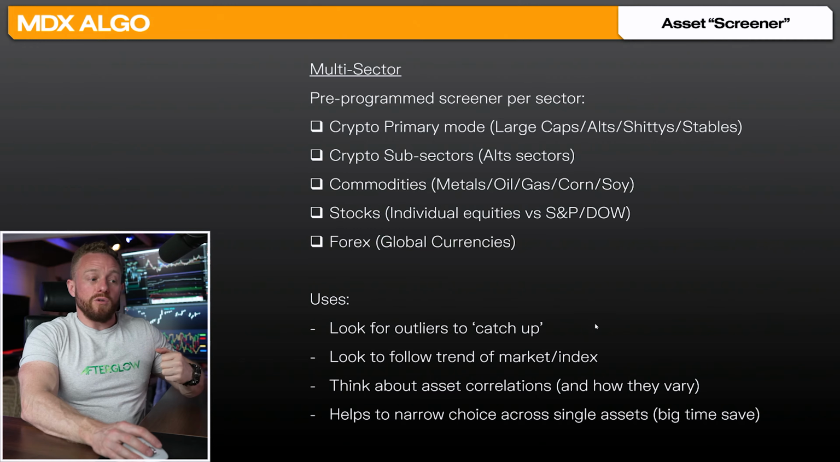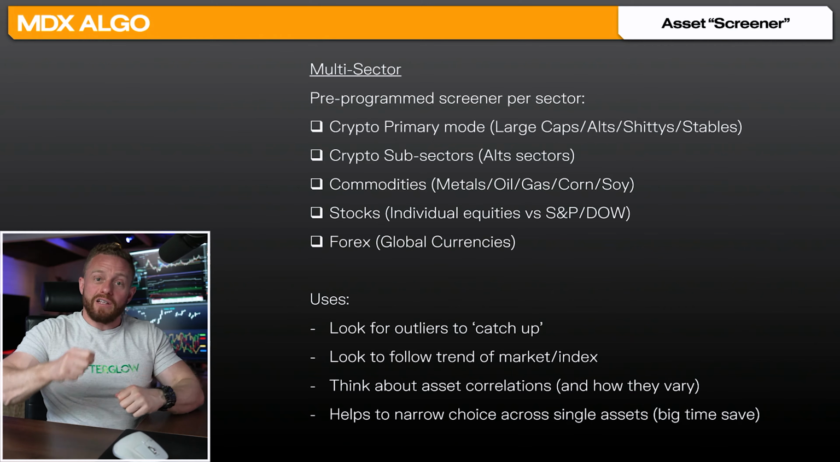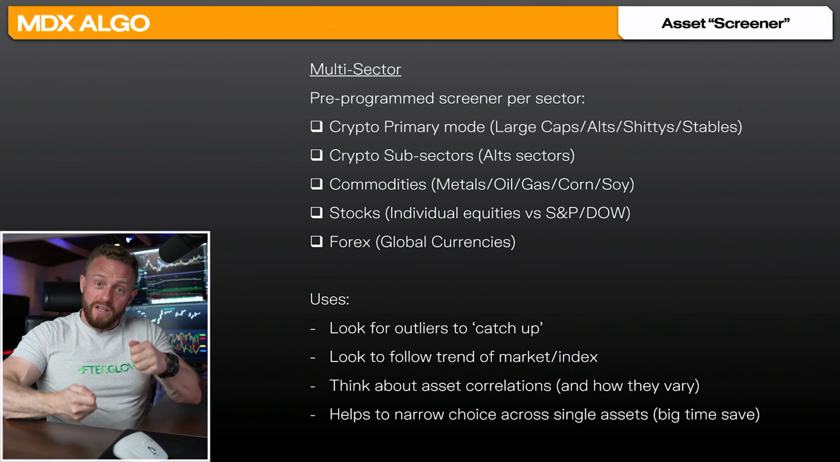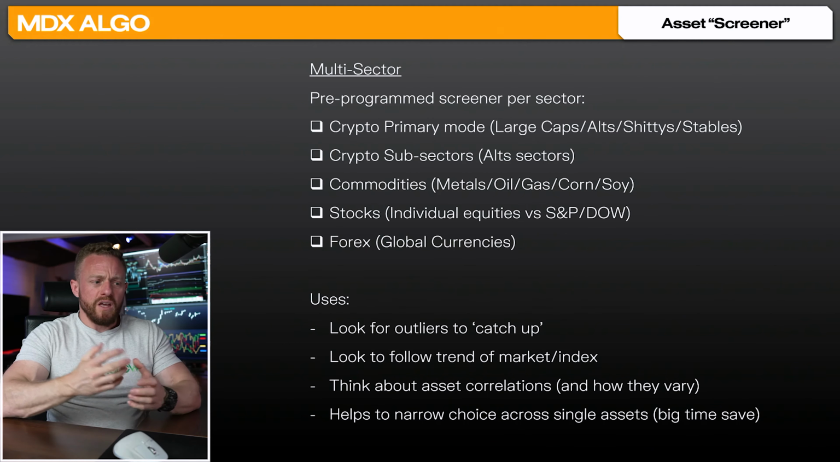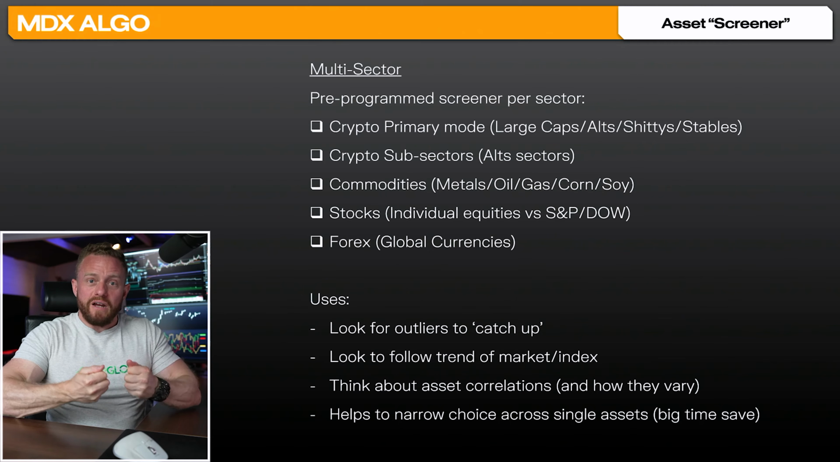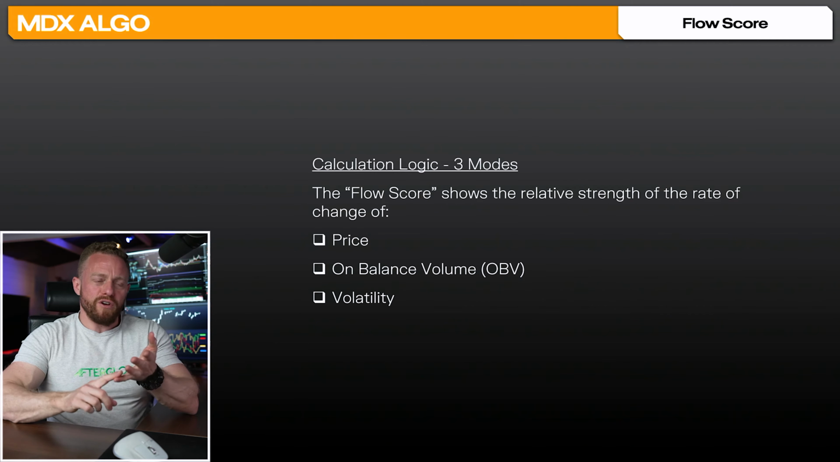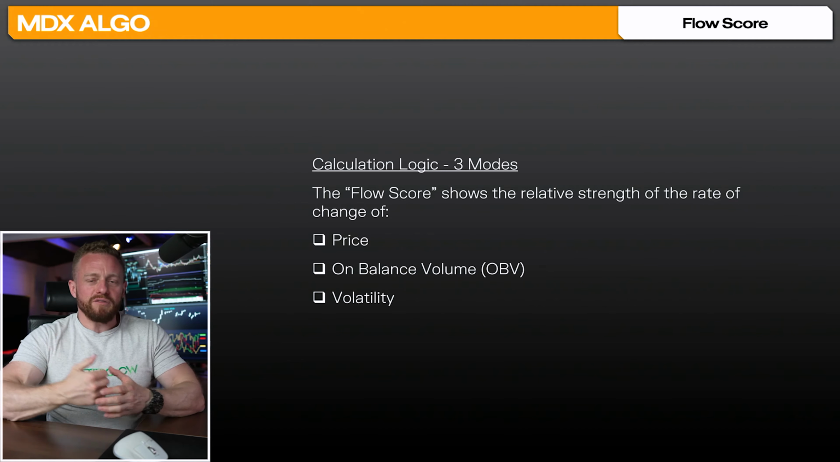You can look for outliers on the chart to catch up, or sometimes you may want to follow the trend the line is going. You can also think about different correlations between the assets, and it can also just help to narrow down the choices. But there's also three different modes: price mode, on balance volume, and volatility. And you also have to understand what the flow score does, which is showing a relative strength of the rate of change of those things.